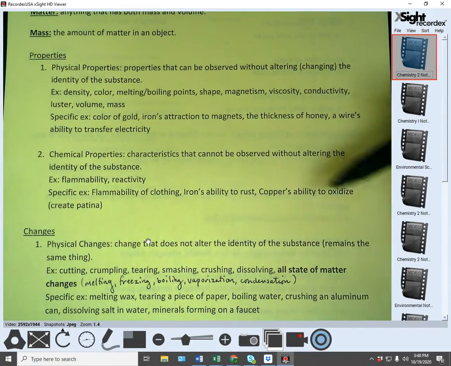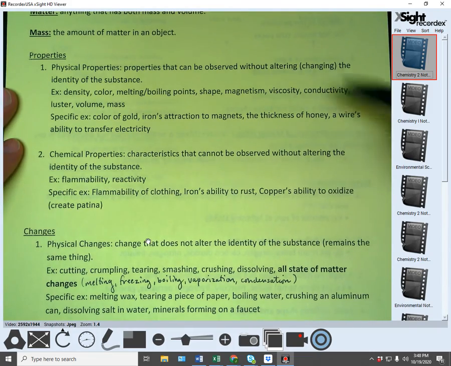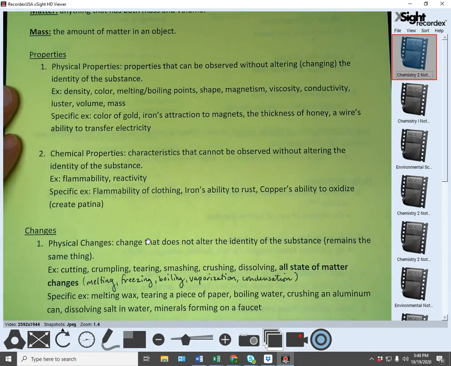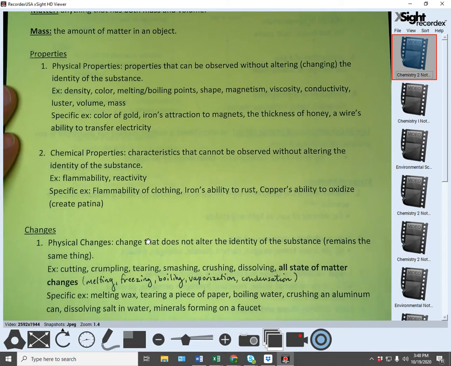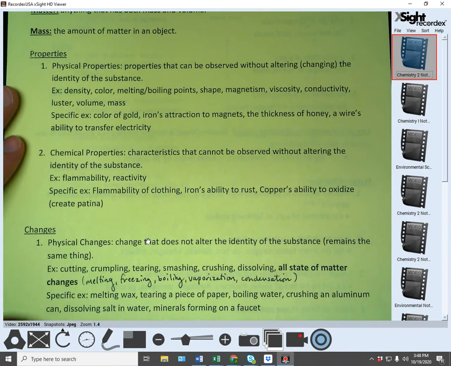So it has to be something that, in order to observe the property, you have to turn it into something new. Now, you might look at a piece of paper or something and say, well, I know that's flammable and I don't have to watch it burn. I know it's flammable. But if you think about it, the only reason you really know it's flammable is one of two things. Somebody told you, or two, you had a previous experience with it burning.